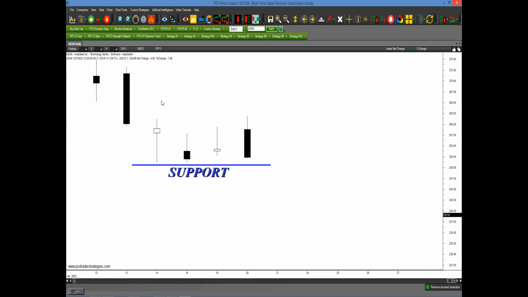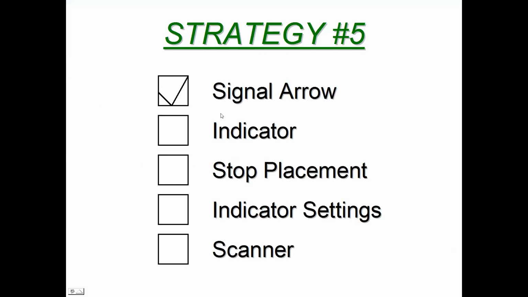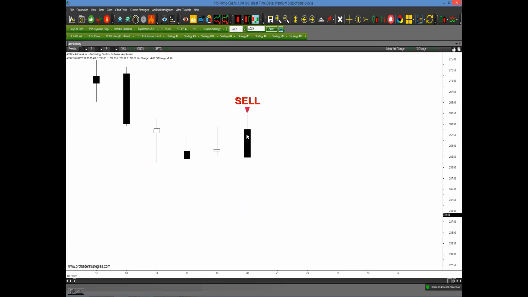What is the market telling us? First of all, we've been going lower, so is it going to continue in that direction? Click on strategy 5, the continuation setup, click on signal arrow, and yes, it's saying it wants to go lower. Now, how do we confirm it? Apply the PET-D, and not only are all the bars red, but this one we're concerned with is red. So that's all we need to know.